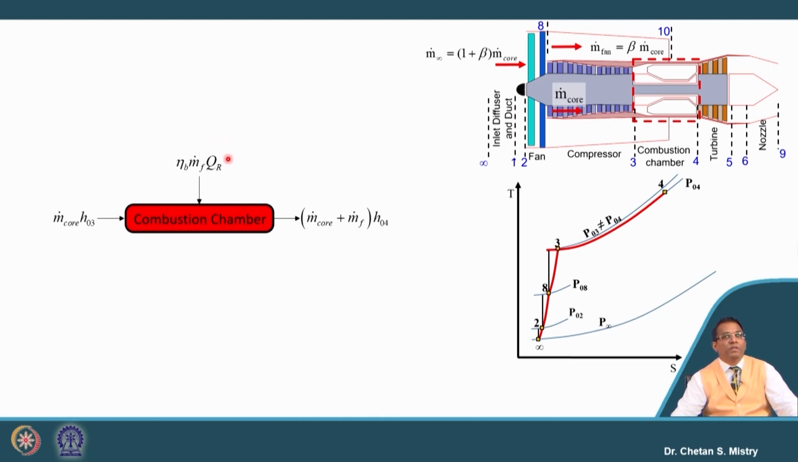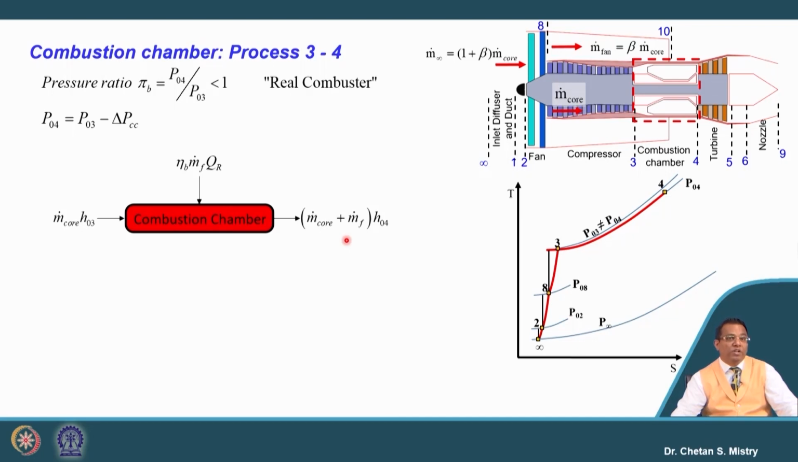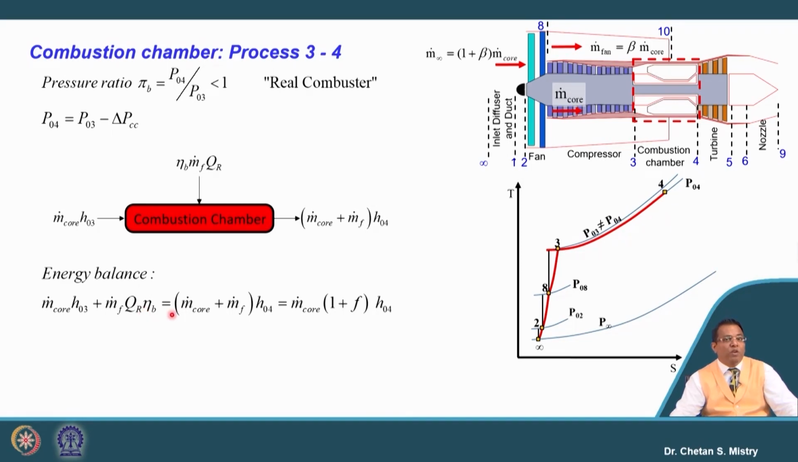Here this is representing our burner efficiency and the amount of fuel what we are burning and fuel mass flow rate, and at the exit it will be coming out with m dot core plus mf H04. So, for the combustion chamber we know there will be drop of pressure, and that drop of pressure will give us what will be the exit pressure from the combustion chamber. Now, let us put the equation in terms of energy balance. So, we can say we are putting energy in, that is m dot core H03 plus m dot f burner efficiency into calorific value, and this is representing my exit condition.